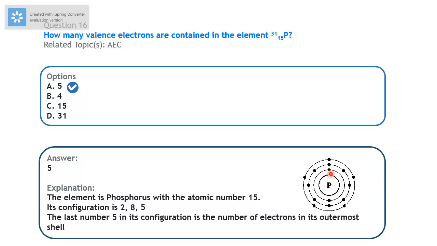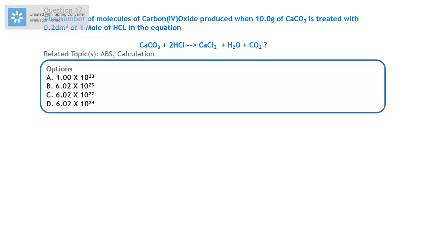This means that the element has 2 electrons in the K shell, 8 in the L shell, and 5 in the M shell. The outermost electrons, or the valence electrons, are the electrons in the outermost shell. If you count here, we have 1, 2, 3, 4, 5. You can easily get it from the configuration by just looking at the last number. That is the number of valence electrons, so we have 5 valence electrons in this element.